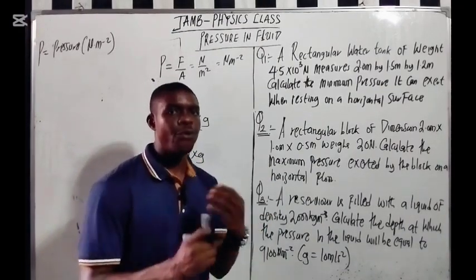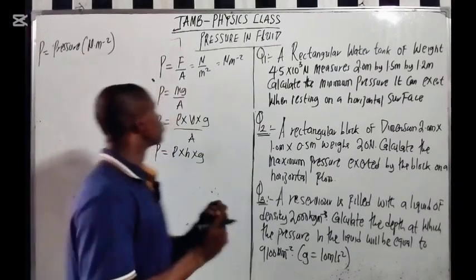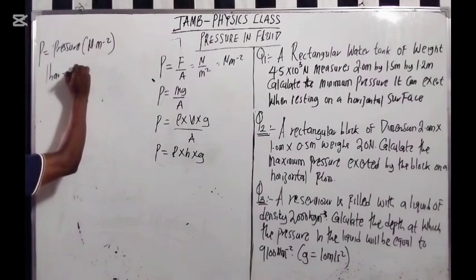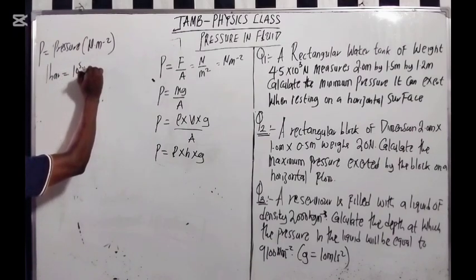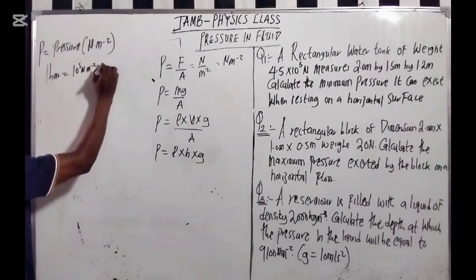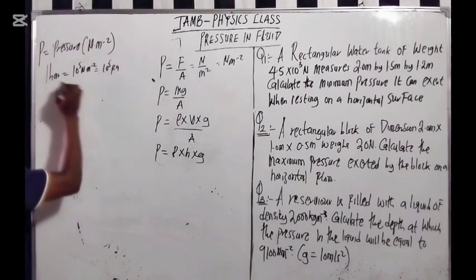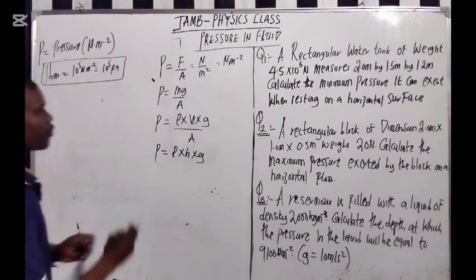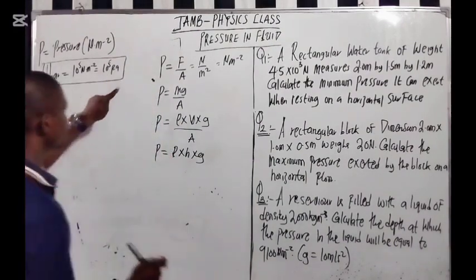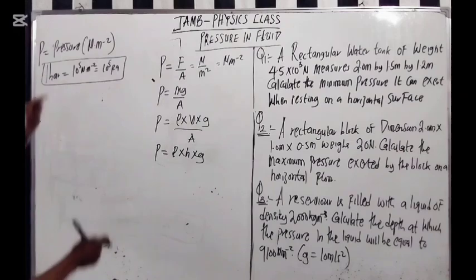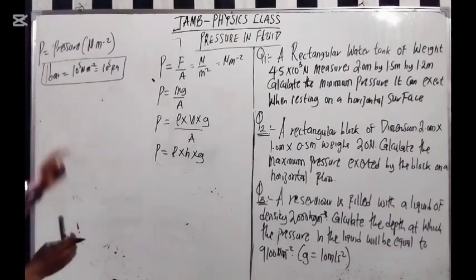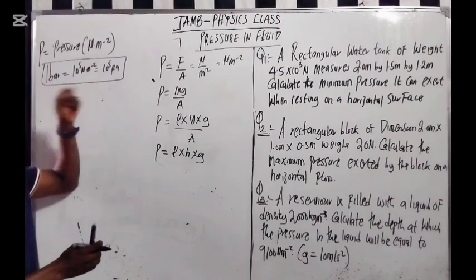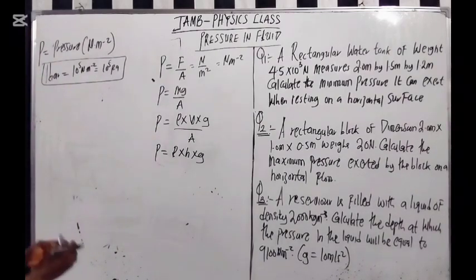But in physics, the unit we want to look at is bar. So 1 bar is equal to about 10 to the 5 Newton per meter square. You can also say that it is about 10 to the 5 Pascal. So these are the things you need to know when it comes to the unit of pressure. 1 bar, B-A-R, equals 10 to the 5 Newton per meter square, equals 10 to the 5 Pascal. It's very, very important.